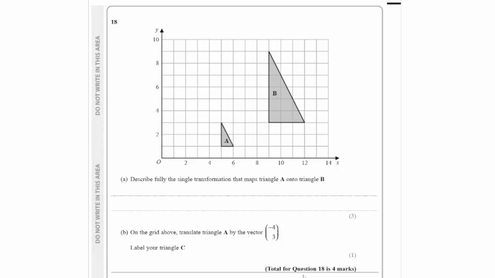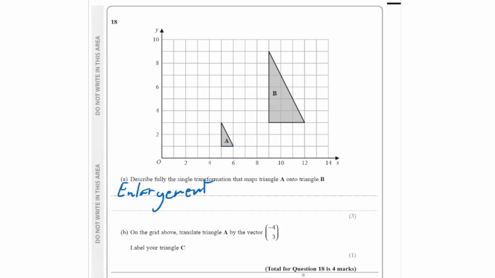Describe fully the single transformation that maps triangle A onto triangle B. So we can see triangle A gets larger towards triangle B. So we can write enlargement. We have to describe this transformation. By what factor does it enlarge?